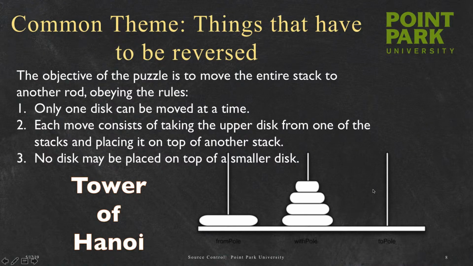All right, so the Tower of Hanoi. I would definitely recommend you Google this, or Wikipedia. The objective of the puzzle is to move an entire stack to another rod, obeying the rules. So only one disk can be moved at a time. Each move consists of taking the upper disk from one of the stacks and placing it on top of another stack. And no disk may be placed on top of a smaller disk. So in this example here, you're taking one item, putting it over another, and it's giving you a visual example of what a stack is and how it works.